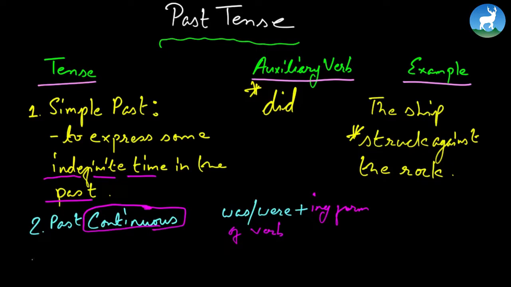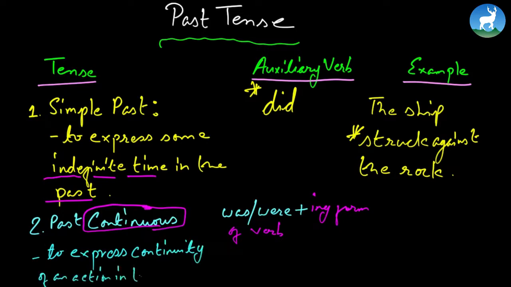And what does past continuous mean then? Past continuous is used to express continuity of an action in the past, meaning something happened in the past and it continued for some time.